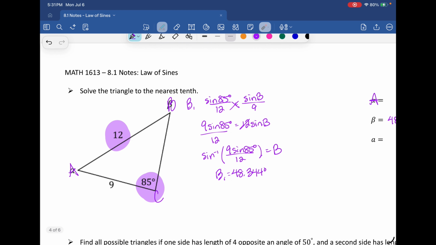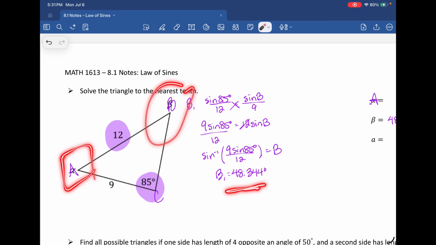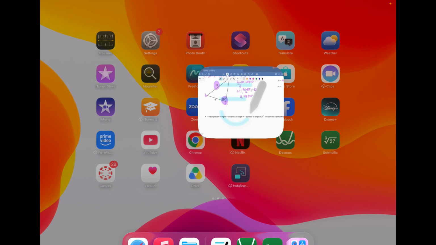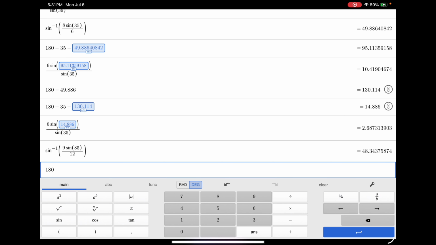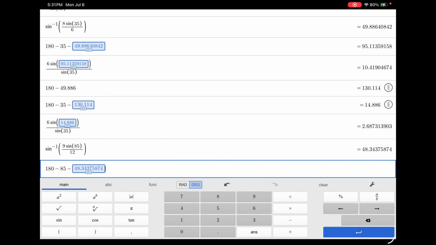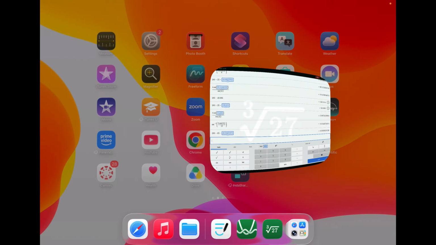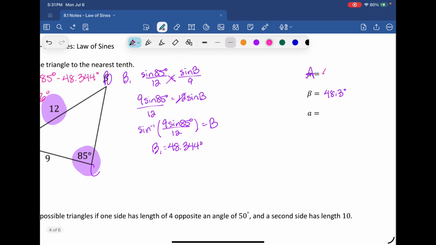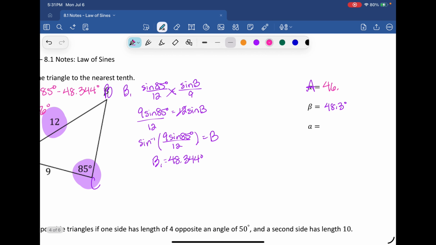Now we can use angle C and angle B, which I know is 48.3, to find angle A. 180 minus 85 minus our previous answer, 46.656. So 46.7.